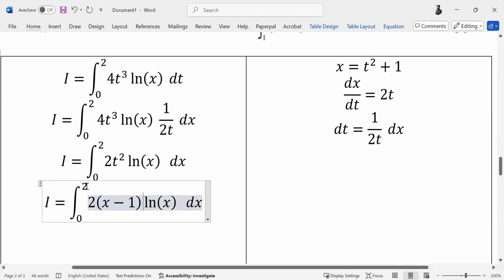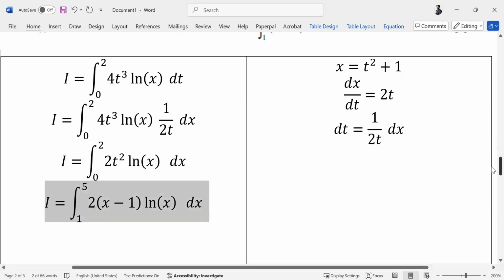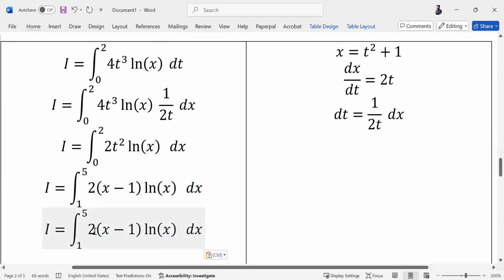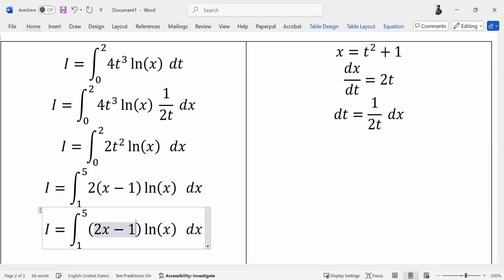And what about the values now? These values are 2 and 0. Whose values are these? t. And we need to find these values in place of x. So if I put 2 here, what is the upper limit? What will come? What is the upper limit for x? 5. And the lower limit? 1. Now I just need to simplify it as per the question's demand, which is I must multiply this bracket of 2 and I'll end up getting 2x minus 2.